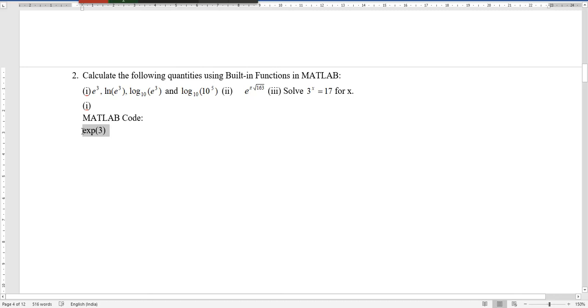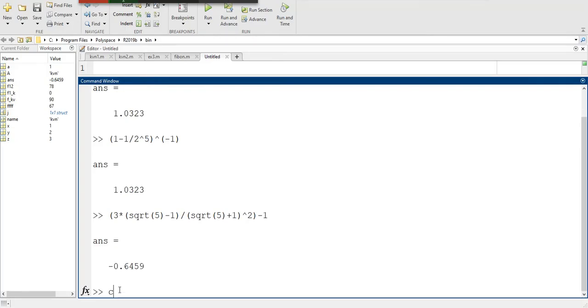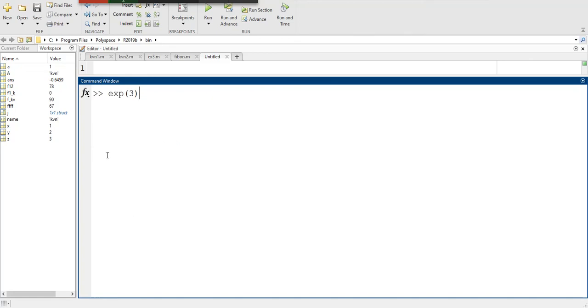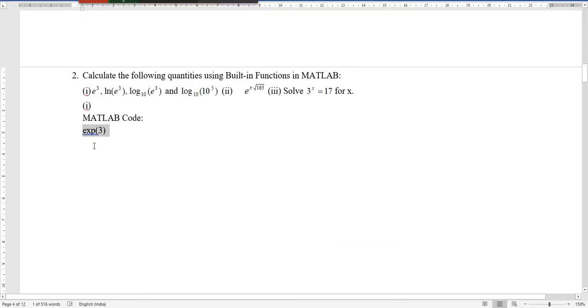just type this one in Matlab software. You will get exp of 3, so your answer is 20 point some value. Now, next, log. By default, this is ln, nothing but log base e. So log of exp, e cube, already we discussed, 3.